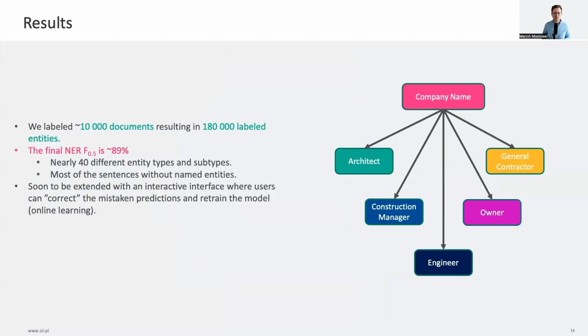To sum up, we managed to label roughly 10,000 documents and collect 180,000 entities. Our final model obtained an 89% F-beta 0.5 score, which may seem like not a lot if you compare it to academia benchmark datasets. But in our scenario, we dealt with nearly 40 different types of entities rather than just very few. Moreover, some of them had a supertype, such as a company name that could belong to an architect, construction manager, or a general contractor, and we are expected to know it as well.